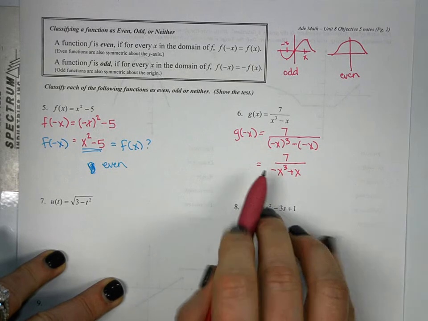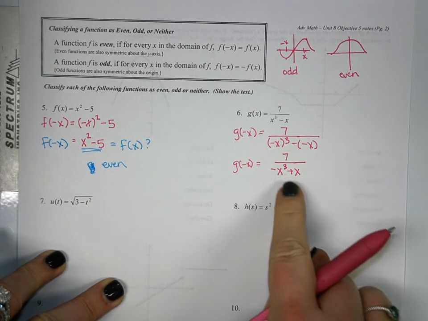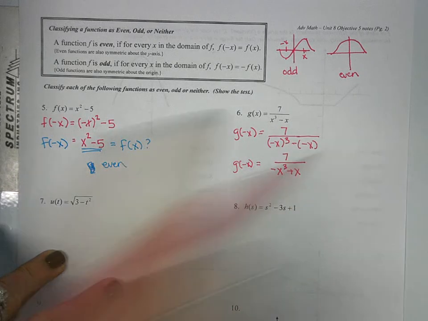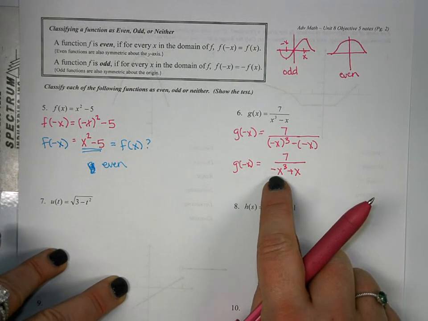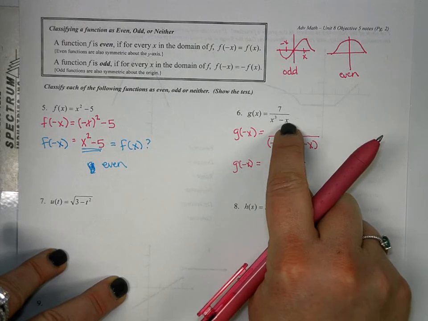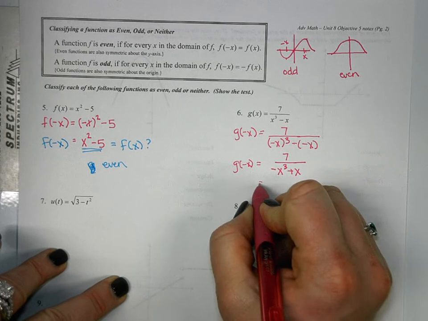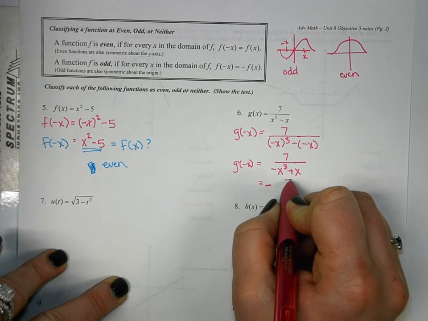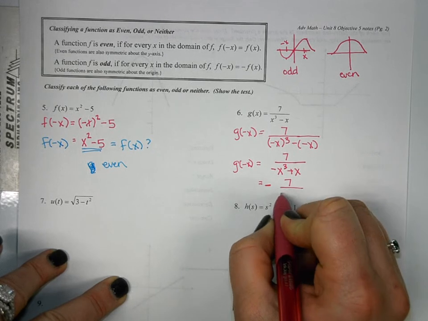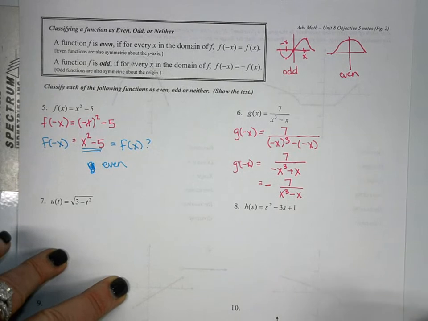So when I look at this where I am now, this is g of negative x. Does this match g of x? No, it's slightly off. This is negative where this is positive, and this is negative where this one's positive. So then I think, what happens if I were to take out a negative from my denominator? So if I were to take a negative out, that'd become x to the third, and that would become minus x.